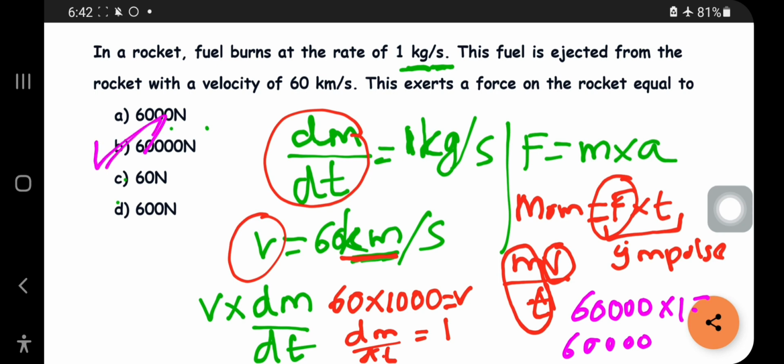So you should always remember that impulse is equal to the momentum change, right? So force is equal to momentum by time, that is the rate of change of momentum. So you can solve this question like this. So let us move into the next question.